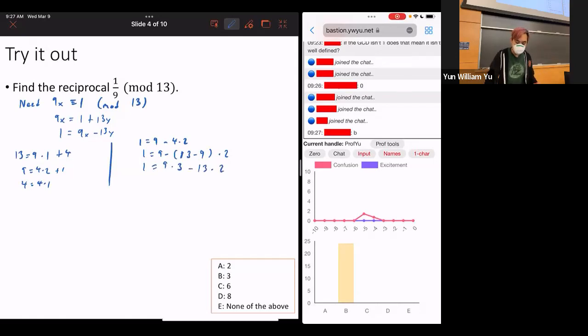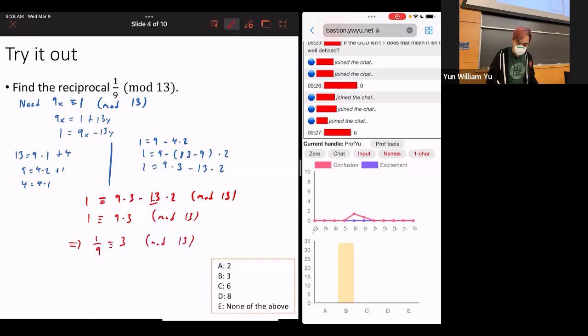Okay, so we have some combination, and we can rewrite this in modular land as 1 is equivalent to 9 times 3 minus 13 times 2 mod 13. But of course, then that piece goes to 0. Just 1 is equivalent to 9 times 3 mod 13. And that, of course, leaves us with 1 over 9 is equivalent to 3 mod 13. Okay, so it seems like people got that. A little bit slow, but these are problems where you just have to use the Euclidean algorithm over and over again. And once we have that, we can do division.